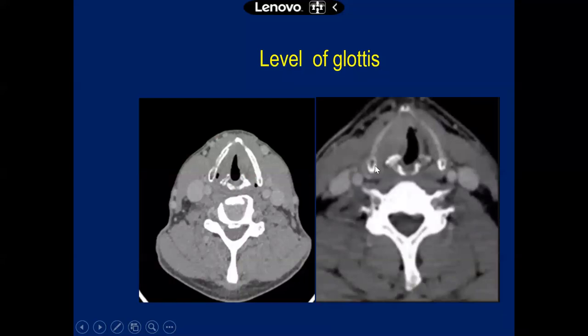And you can see, compared to this side, there is a widening of the thyroarytenoid gap.